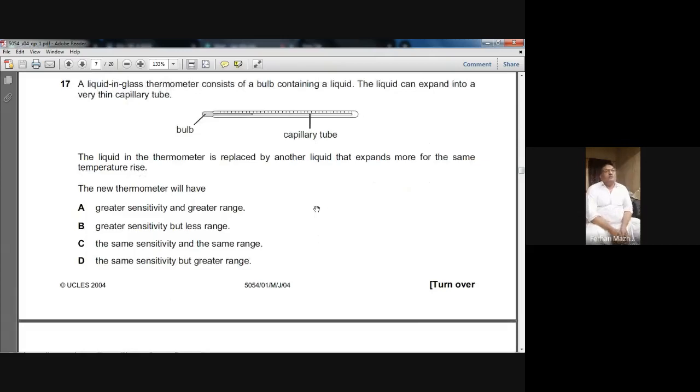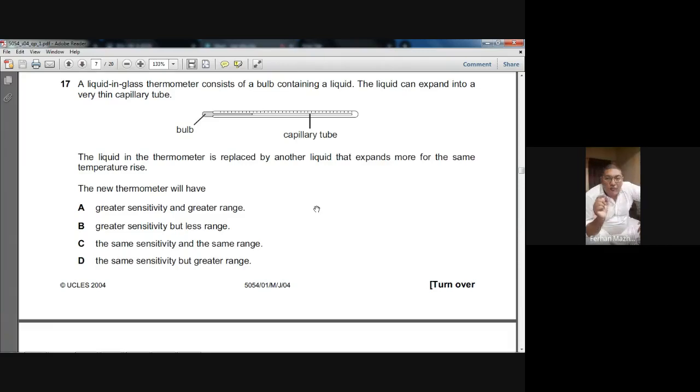On your screen, question number 17, we are doing the summer 2004 paper. A liquid-in-glass thermometer consists of a bulb containing a liquid. The liquid can expand into a very thin capillary tube. The liquid in the thermometer is replaced by another liquid that expands more for the same temperature rise. If you replace the liquid with another liquid which expands more for the same rise of temperature, the thermometer will become more sensitive.